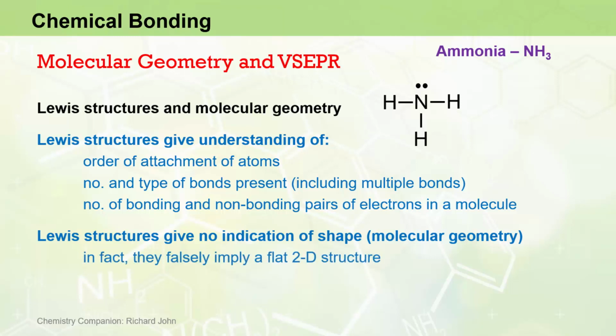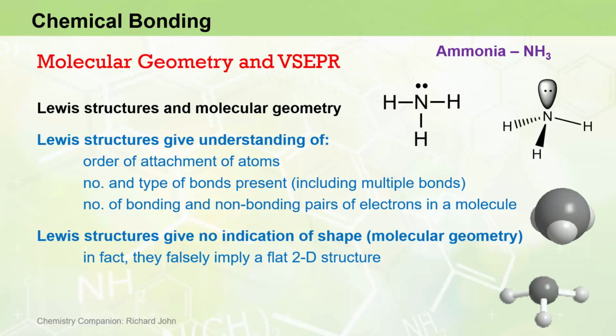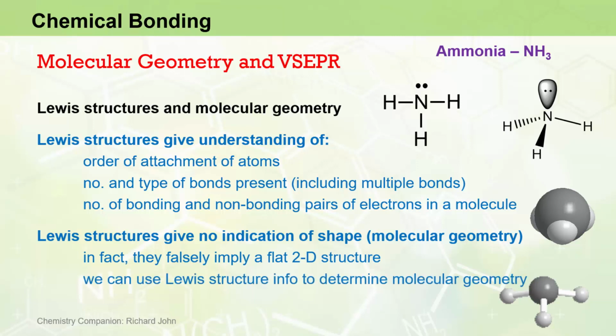In fact, Lewis structures falsely imply that molecules have a flat two-dimensional geometry, as you can see from the Lewis structure given for ammonia at the top of the screen. These three other representations of the ammonia molecule give us a much greater appreciation of the overall three-dimensional geometric shape. But despite the shortcomings of Lewis structures, we can still use the information present in a Lewis structure to determine the molecular geometry or overall shape of a molecule.